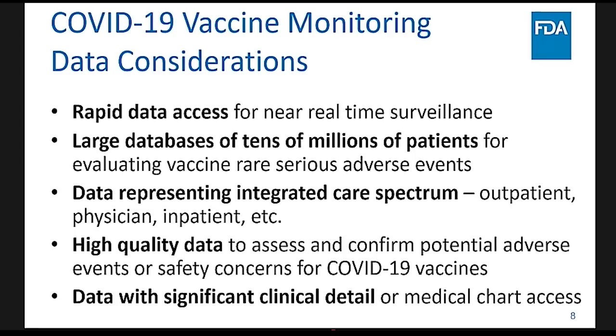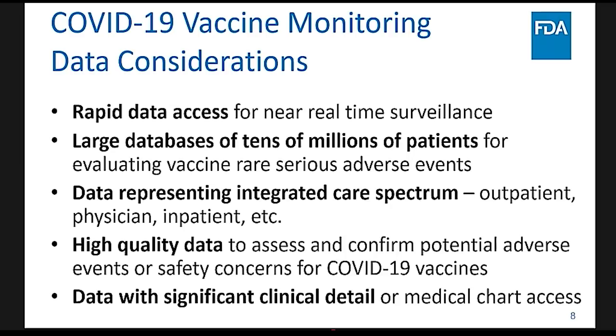The next slide. So I just wanted to step back a minute before jumping into the data systems and talk about considerations for vaccine monitoring, and for these COVID vaccines, what the data needs are. What we want is rapid data access for near real-time surveillance. The next factor we want is large databases of tens of millions of patients for evaluating rare serious adverse events that we might see for these vaccines.